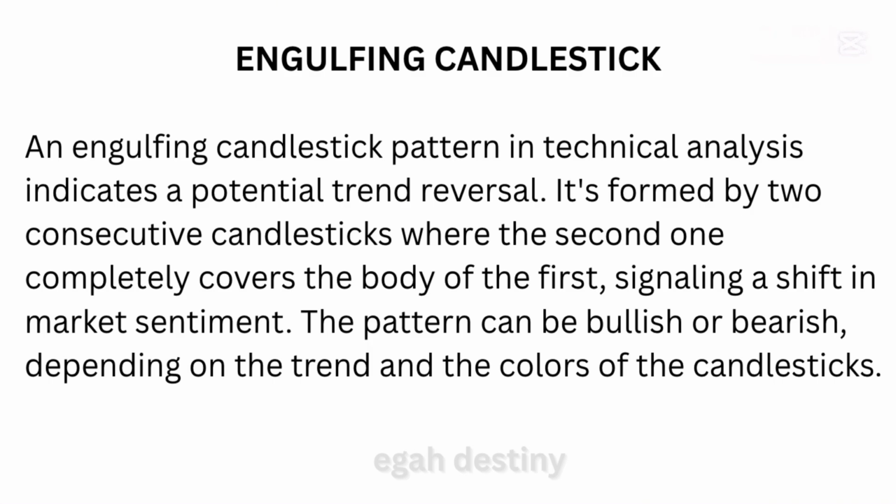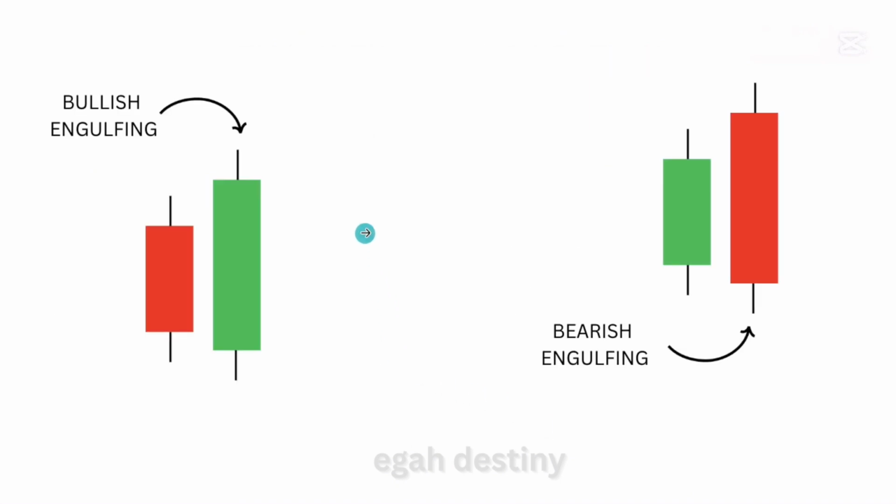We understand that an engulfing candlestick encompasses two candlesticks where one completely covers, and the word cover can be interchanged for engulf, the body of the first candle, signaling a shift in market sentiment. The pattern can be bullish or bearish depending on the trend and the colors of the candlestick. And here are two examples.